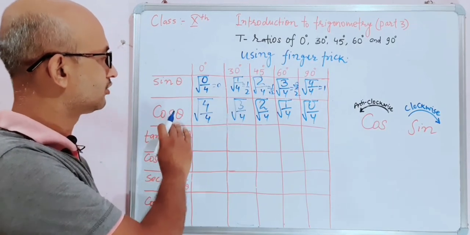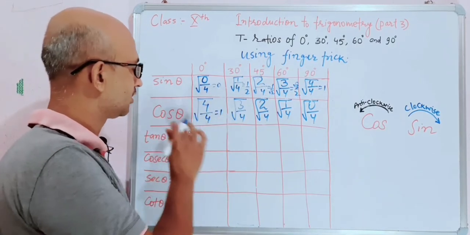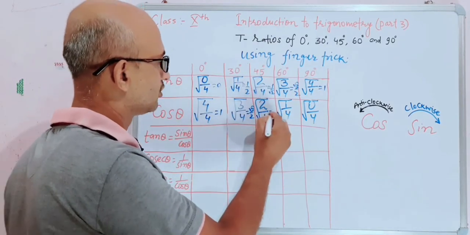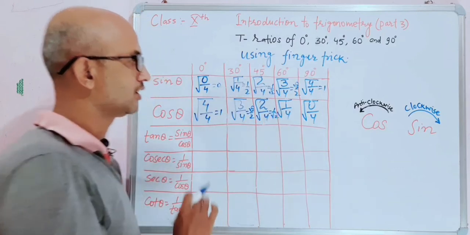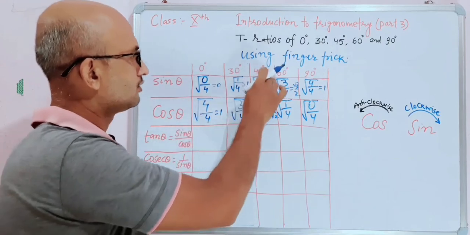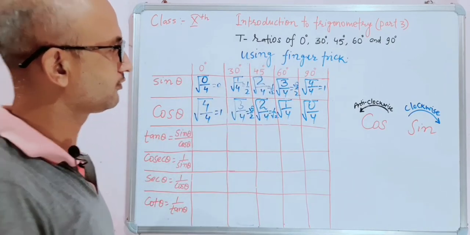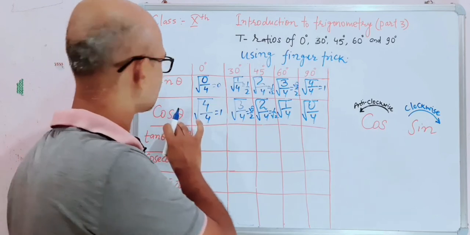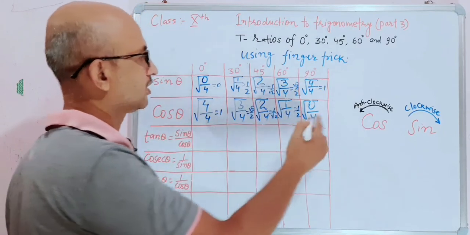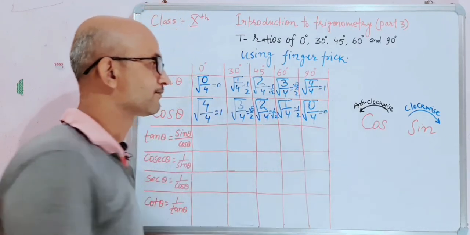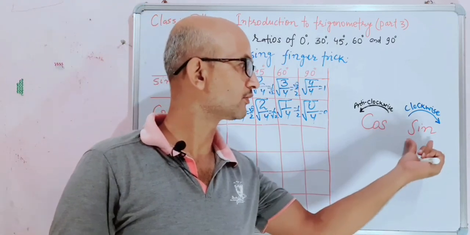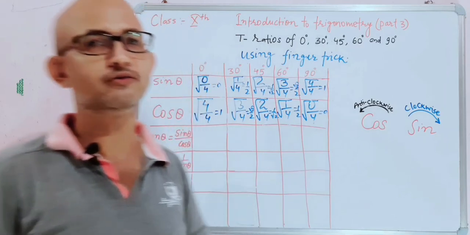Similarly, find the value of cos 0, it is 1, cos 30, root 3 by 2, cos 45, 1 by root 2. Dear students, you will keep in your mind that value of sine and cos are equal for theta equals to 45 degree. Now, for 60 degree of cos, we have 1 by 2 and cos 90 degree is equal to 0. In this way, we can find value of sine and cos using finger trick.